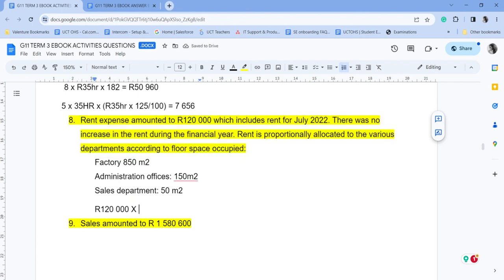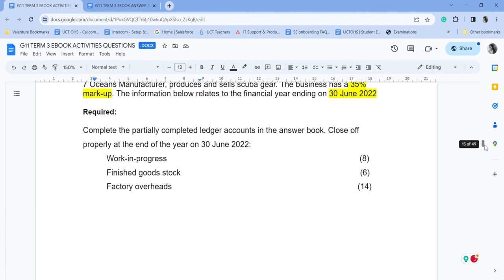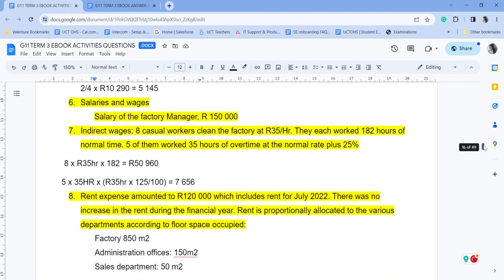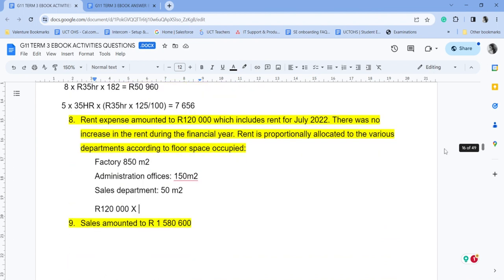You get it? Remember our accounting year. Let's check there at the top. Just want to double check here. They say that this information below relates to the financial year ending on the 30th of June 2022. Okay, 30 June 2022. And here we have paid rent for July also. You get it? So the July month is an extra month. So they're telling us that in the 120, it's also including the extra month.